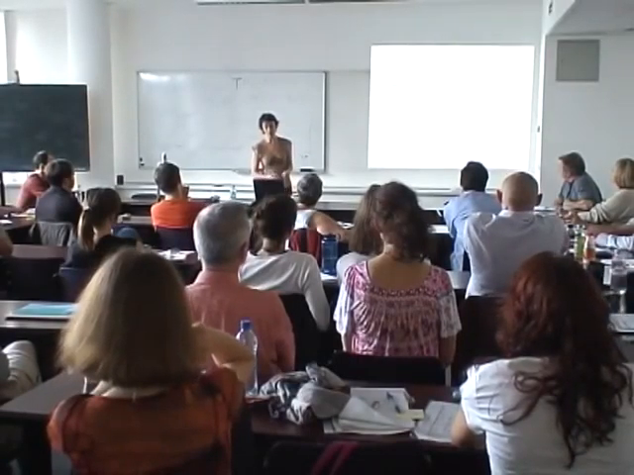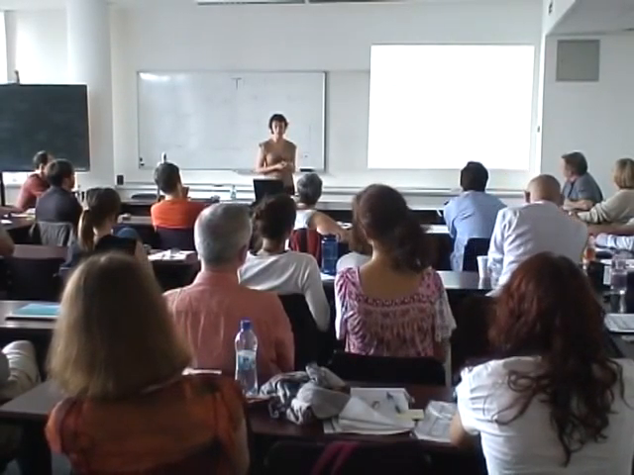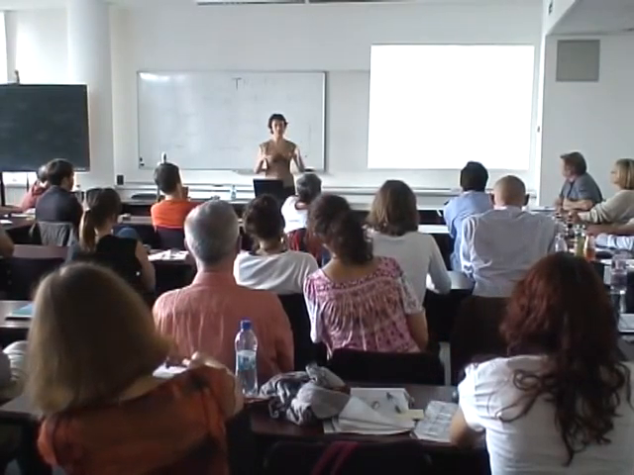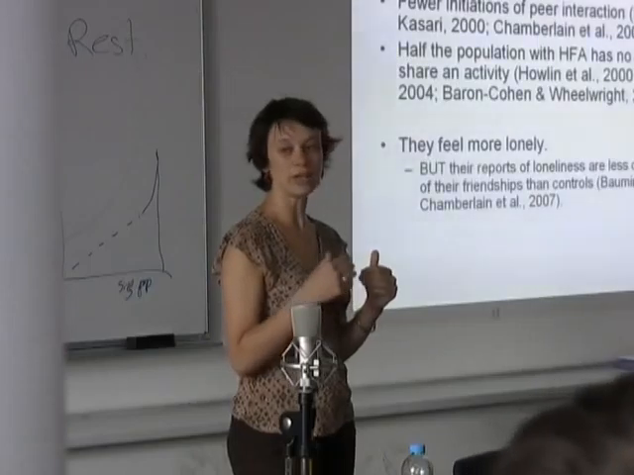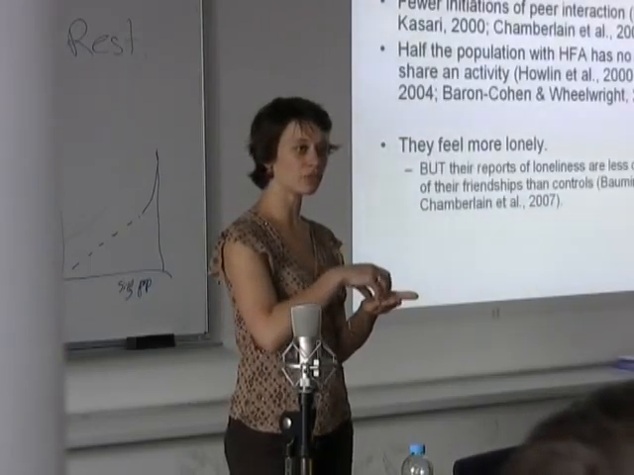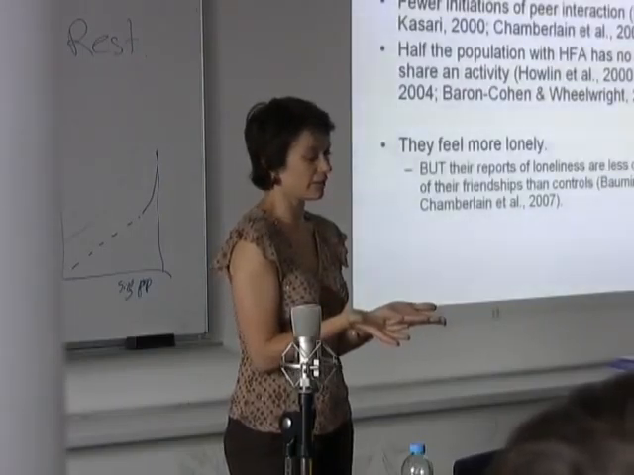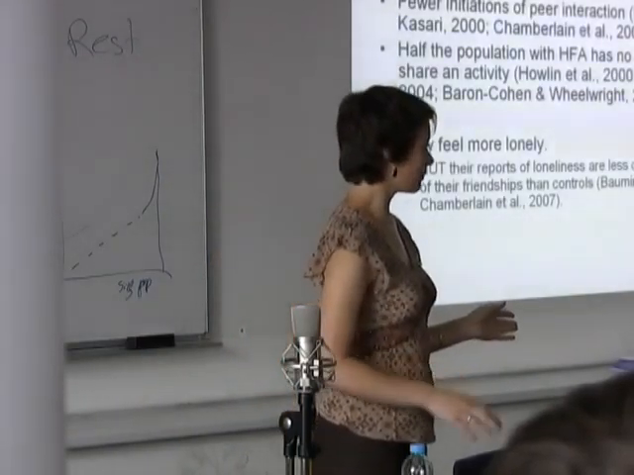However, they feel more lonely. So when I saw that, I thought, oh, that's a problem. But their reports of loneliness do not correlate to the quality of their friendships. So if a control, a typically developing person says, I'm feeling lonely, it's going to correlate with how central they are in the social network and with truly how many friends they have, but not for autistic people.